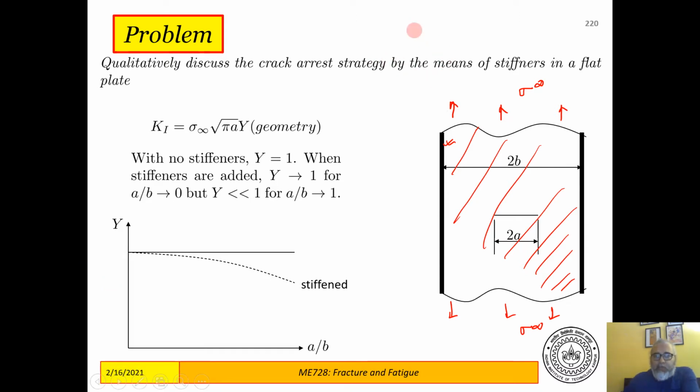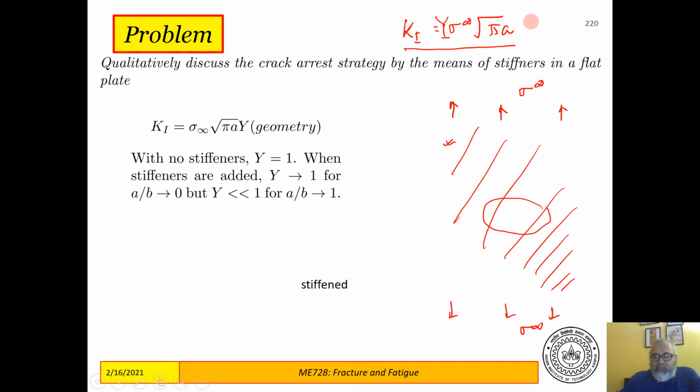Now, for this problem, which is a Griffith problem, if b was very large compared to 2a, then this crack here does not know that the stiffeners are there. b is very far away. The crack doesn't interact with the stiffeners. In that case, K1 is sigma infinity root pi a. We know that. If not, if the crack tips are interacting with the boundaries, then there's a factor Y, which is a geometric factor that comes in.